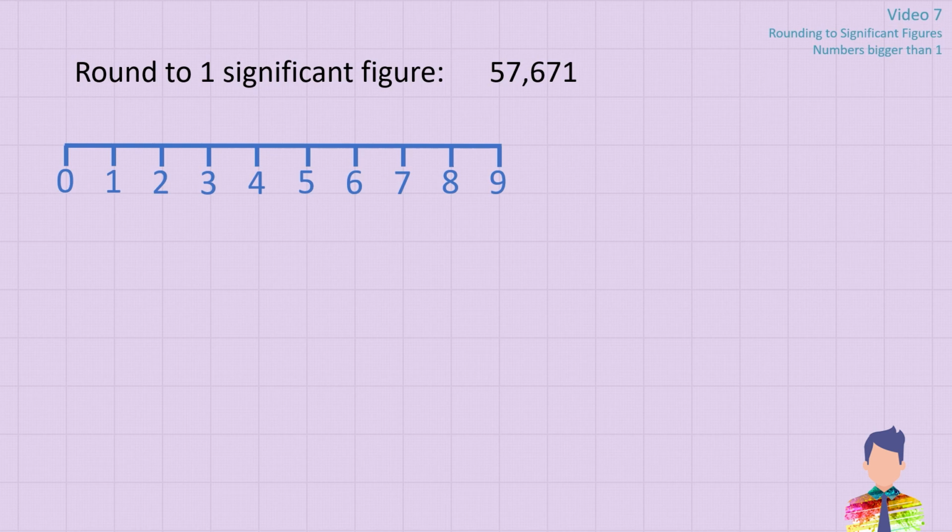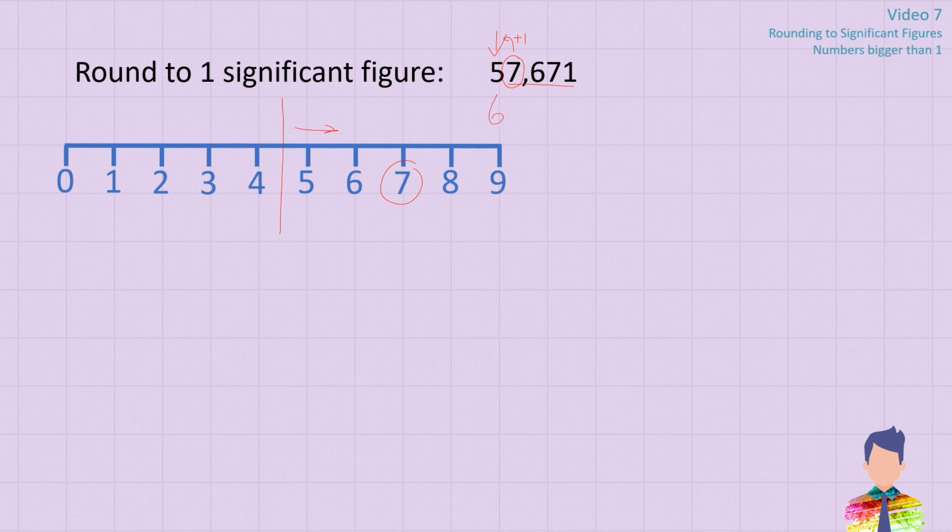the first number that we come across that isn't a 0 is the start of our count of significant figures. So 5 here is our significant figure, and we are looking then to lose these numbers here. So the one that's of importance to us is the first one after the significant figure we're looking at. This 7 falls here. Now, anything that falls on this side of the 5 and above means that we add 1 to the column in front of it. So this 5 here becomes a 6.